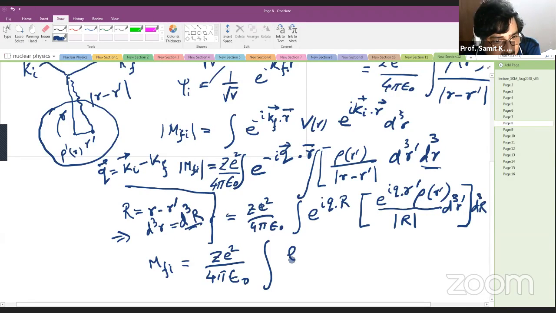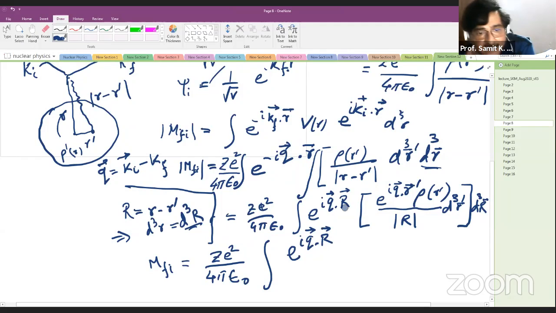So e to the power i q dot r. Everything is a vector quantity. Please remember, sometimes I am not writing it, but everything is a vector quantity. So every time, those are vectors. So when I say this, you should always write the arrow on top of every one of them. Those are vectors.